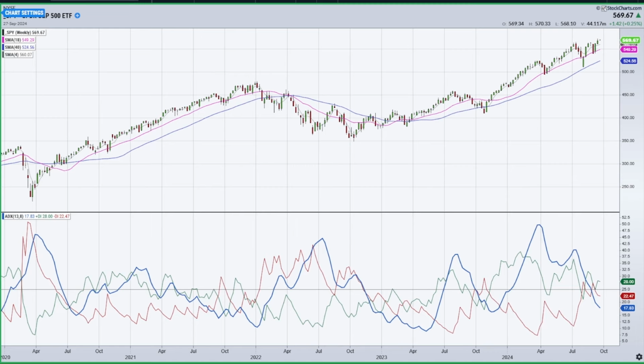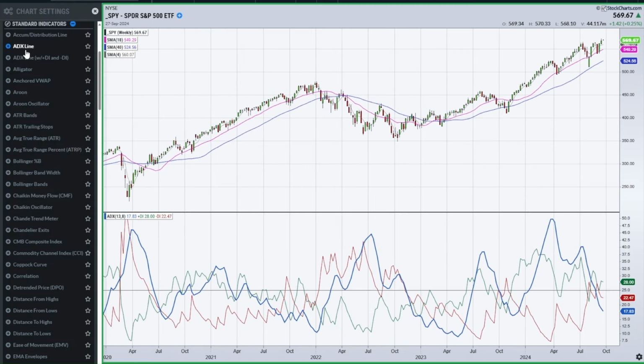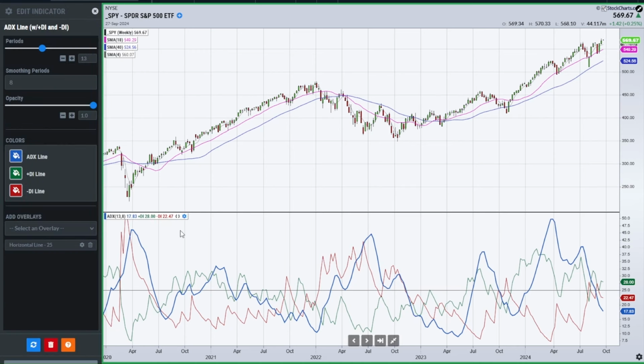Now, let's just make sure you know which indicator I'm talking about. There's the ADX line, and then there's the ADX line with plus DI and minus DI. Now I want to go into the settings of what I use. You can separate out the period of the DI lines, the green and the red, versus the smoothing period, which is the blue ADX line. I wanted to point that out because not all software programs will allow you to do that. I think this is a really powerful tool to be able to separate this out.